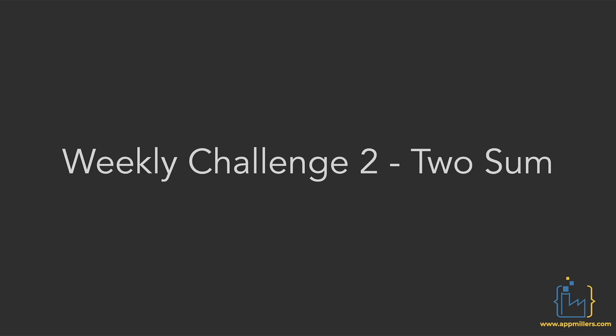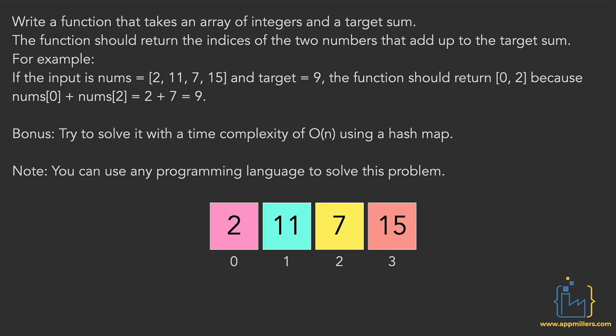Alright, in this video we are going to solve the weekly challenge 2 from AppMillers community. So this question is from LeetCode and it's very easy. So the problem statement says that we need to write a function that takes an array of integers and target sum. So our function should take two parameters.